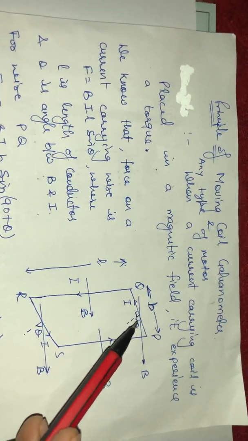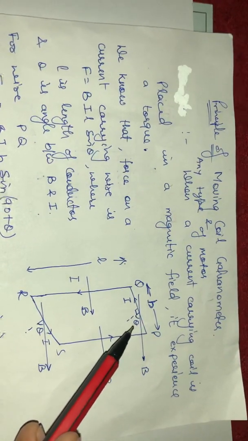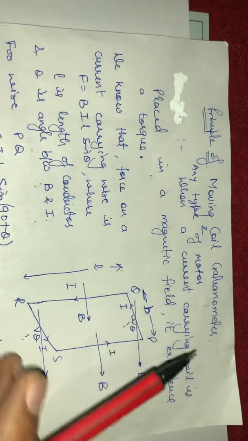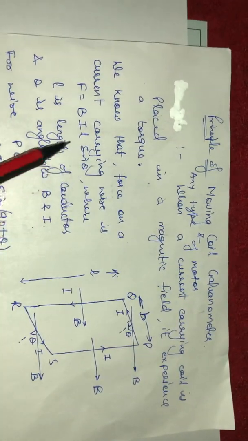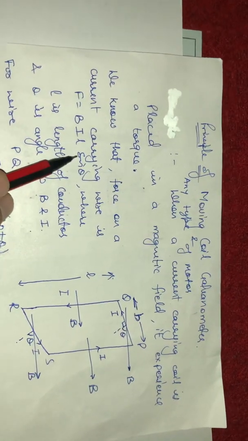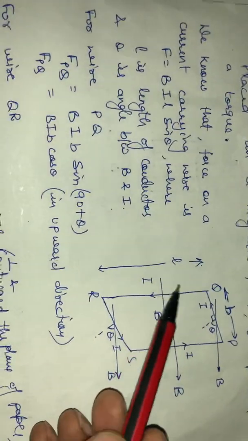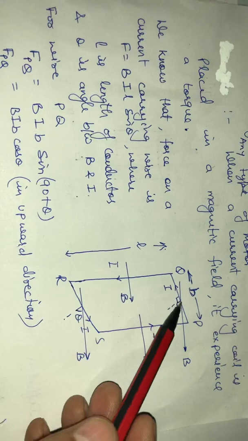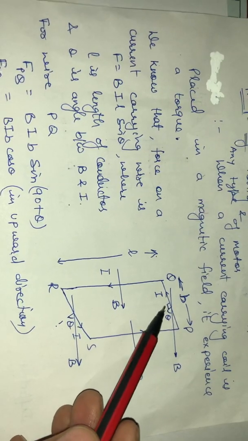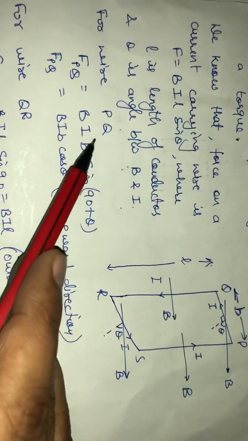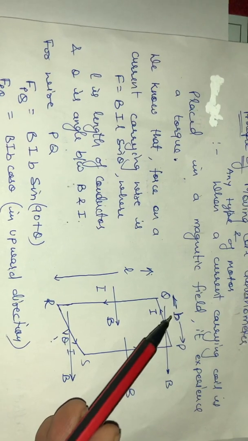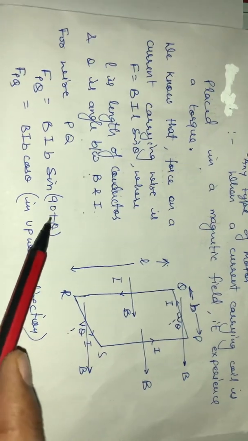The initial angle between the perpendicular to the plane of the coil and the magnetic field is theta, I suppose. Let the length of this coil be L and the breadth of this coil be B. Now we know that the force acting on a current carrying wire placed in a magnetic field is F = BI sine theta. In the first case, for the wire PQ, the angle between current and magnetic field is theta plus 90. That's why the force on PQ is BIB sine of 90 plus theta, where B is the magnetic field, I is current, and the length of this conductor is B.